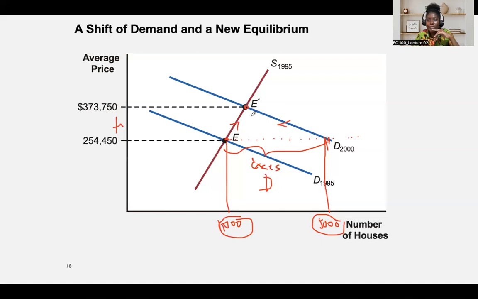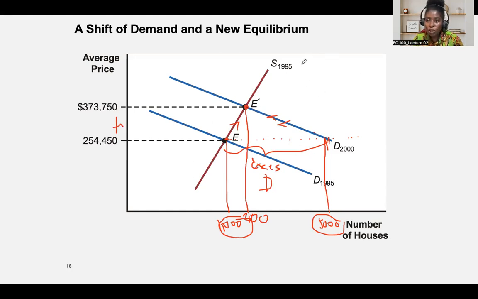So at this point, at this new price, we have 2,000 houses, a new equilibrium point. 200 houses are going to be sold by homeowners, the suppliers, but it's also the exact number that people will buy. So this is going to be a new equilibrium point. So what does it mean? What does it mean?